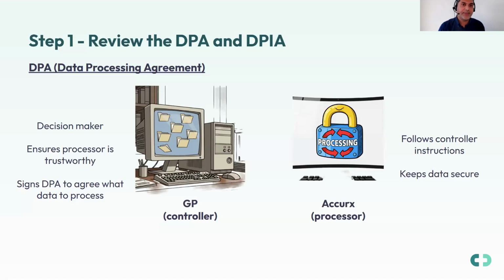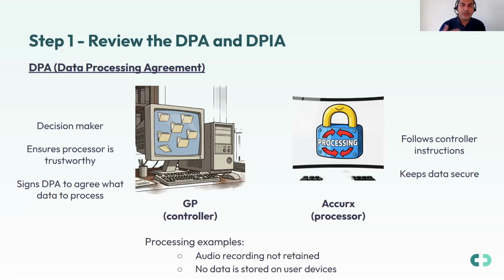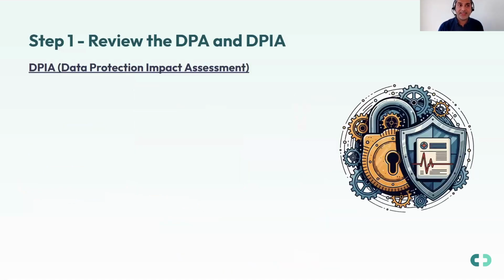The kind of things that may go into the Scribe processing agreement are things like the audio recording, which isn't retained, and no data stored on user devices. Things like that are examples of what goes into a data processing agreement. Alongside that, there's the DPIA, which is slightly different. This is the Data Protection Impact Assessment.